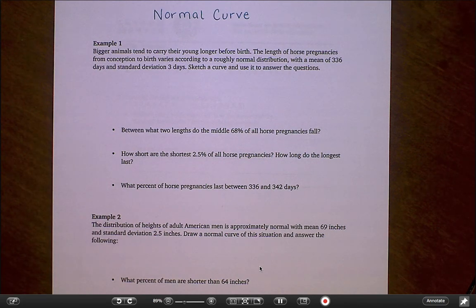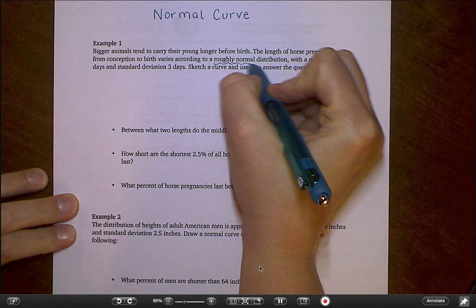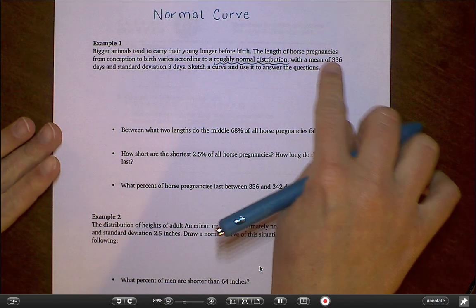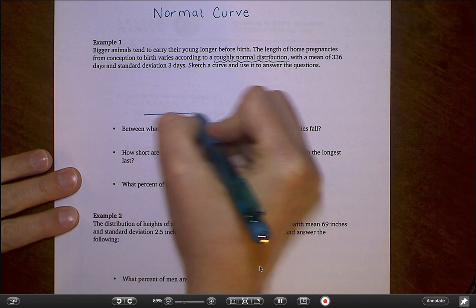It says that it varies according to a roughly normal distribution, and those are always your key words here. That's what kind of gives you the go ahead to make all the assumptions that we're about to make. And then it gives you a mean and a standard deviation. So the first thing I'm going to do is sketch that curve.